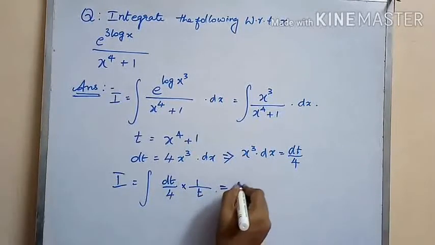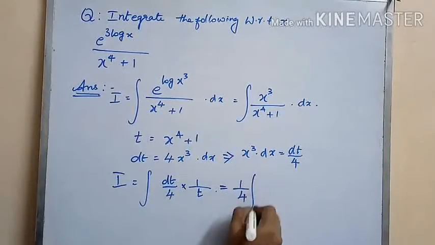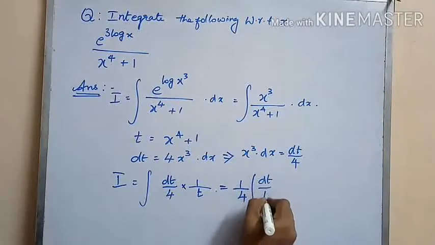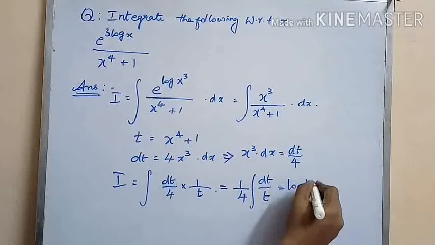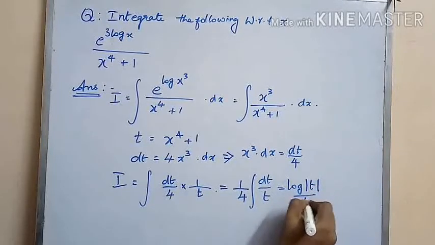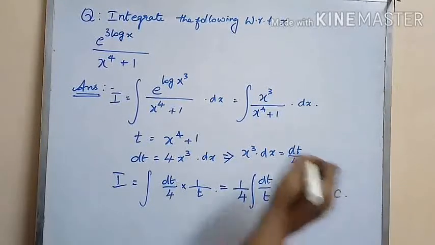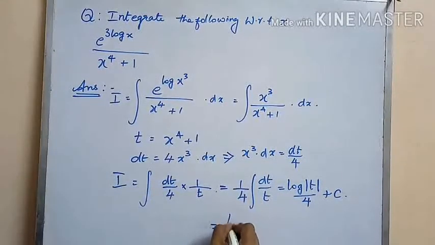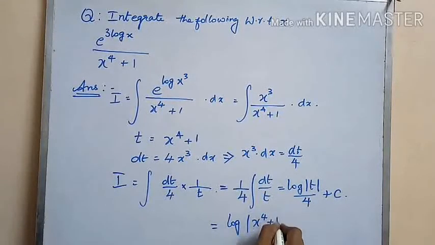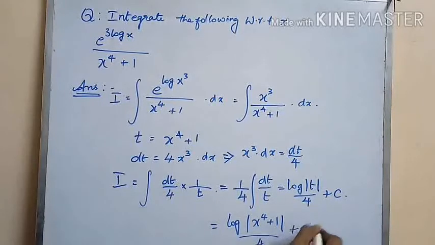So we can rewrite it as 1/4 times the integral of dt by t, which is (log|t|)/4 + c. Let us resubstitute the value of t here. So (log|x⁴ + 1|)/4 + c will be your final answer.